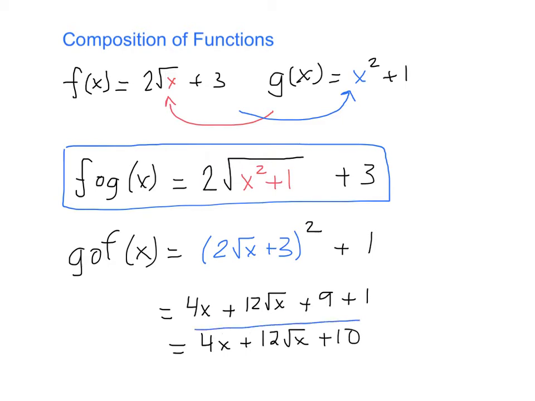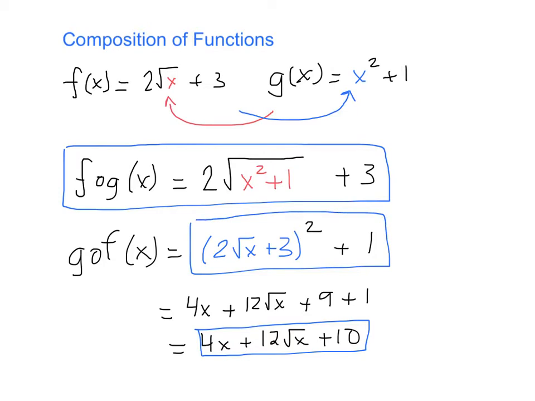And really, both of these answers show the composition. If you're expanding the squared binomial, then you would get this 4x plus 12 square root of x plus 10. And if you simply want to show your composition, you write it as the quantity 2 square root of x plus 3 squared plus 1. And of course we already have F circle G up here. So hopefully that gave you a little more explanation with another example here for composition of functions. Good luck.